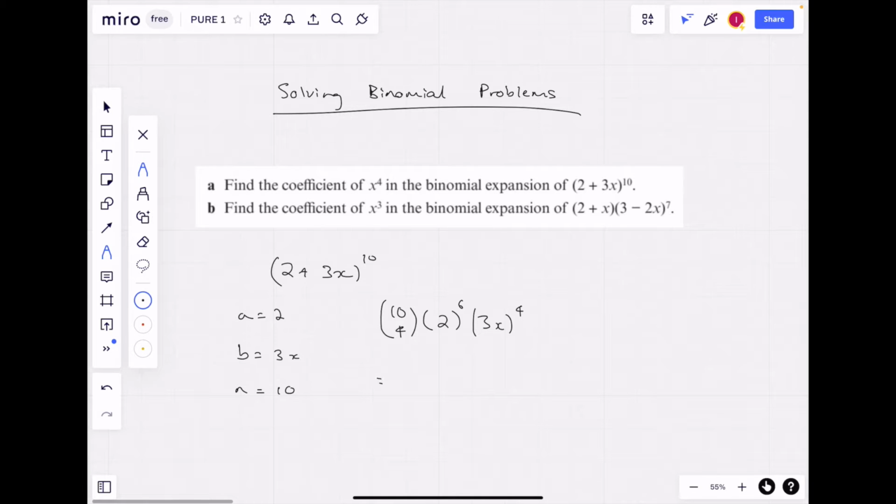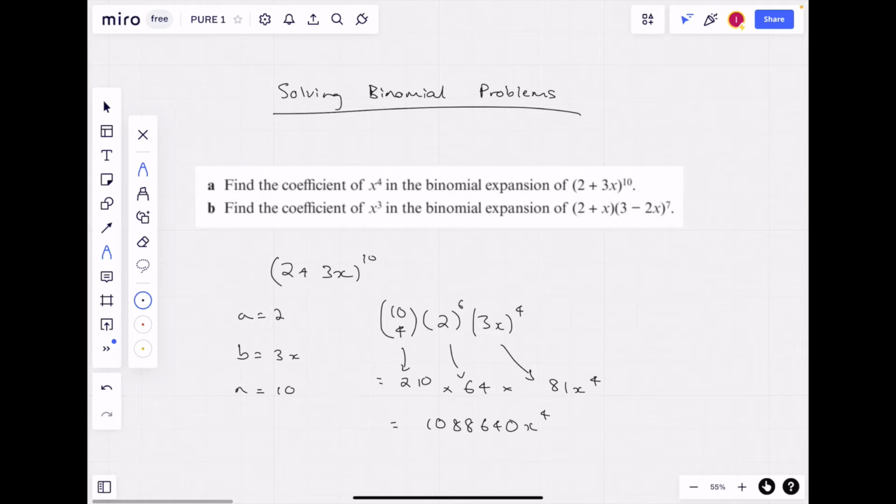And now you just plug that into the calculator. So this gives you 210, this gives you 64, and this gives you 81x to the power of 4. And you're just going to times them together to give you 1,088,640x to the power of 4. I didn't have to do the whole expansion for that. So do you see what I mean? You can pick out one term depending on what the question is asking you to do.